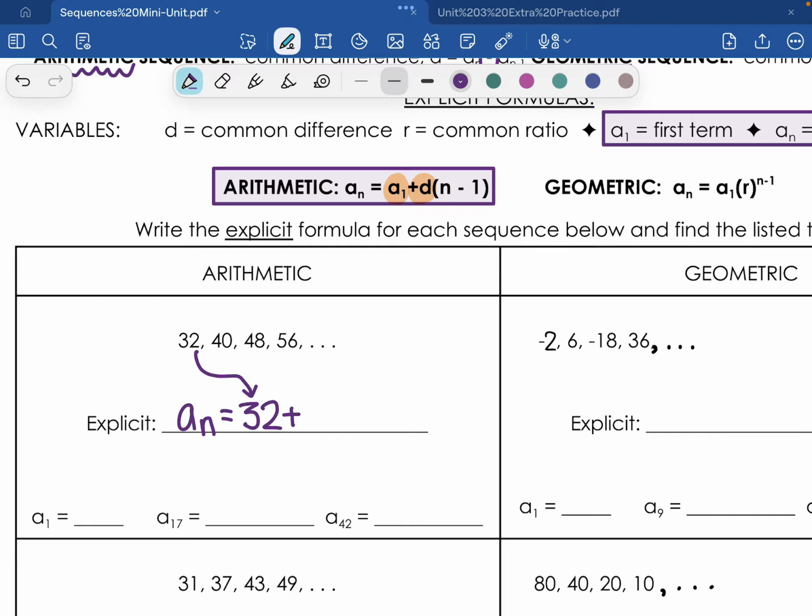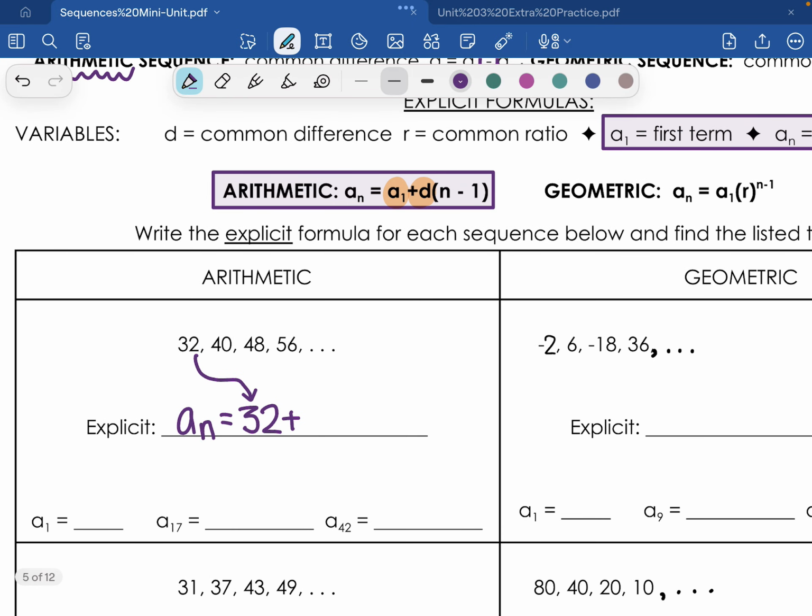So 32, 40, 48, 56. What is it adding as it goes down the line? If you don't know, you would take 40 minus 32, which is 8. So d is 8. Or you could do 48 minus 40, 56 minus 48. Doesn't matter which one you pick, it should be the same answer consistently.